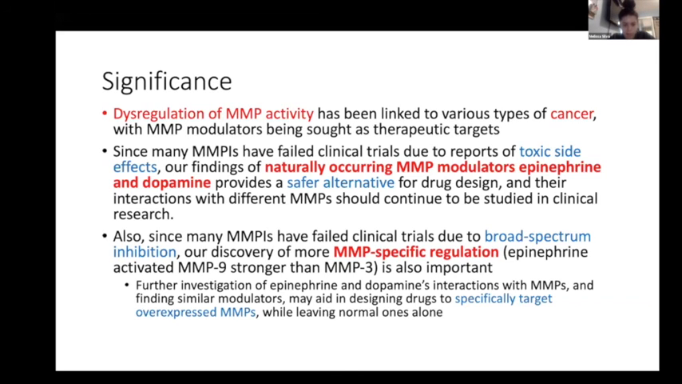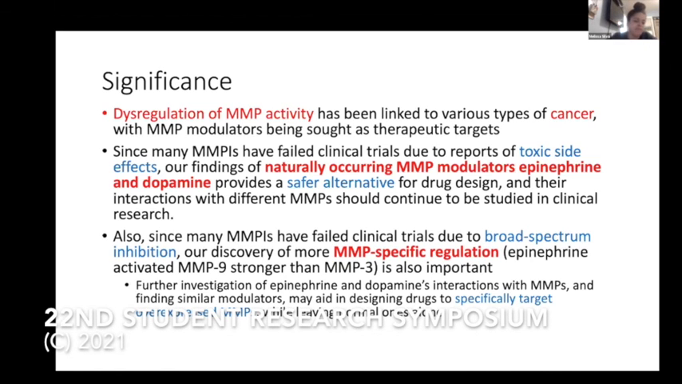Also, since many MMPIs have failed clinical trials due to broad spectrum inhibition, our discovery of more MMP-specific regulation, such as how epinephrine activated MMP9 stronger than MMP3, is also important. Further investigation of epinephrine and dopamine's interactions with MMPs and finding similar modulators may aid in designing drugs to specifically target overexpressed MMPs while leaving normal ones alone.